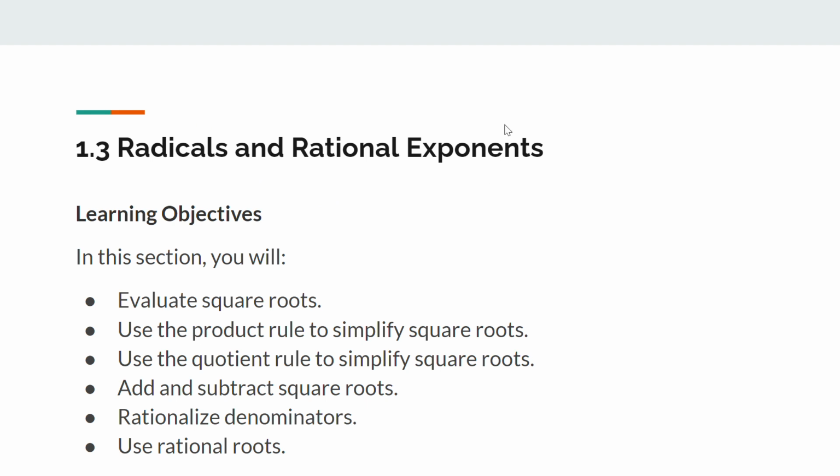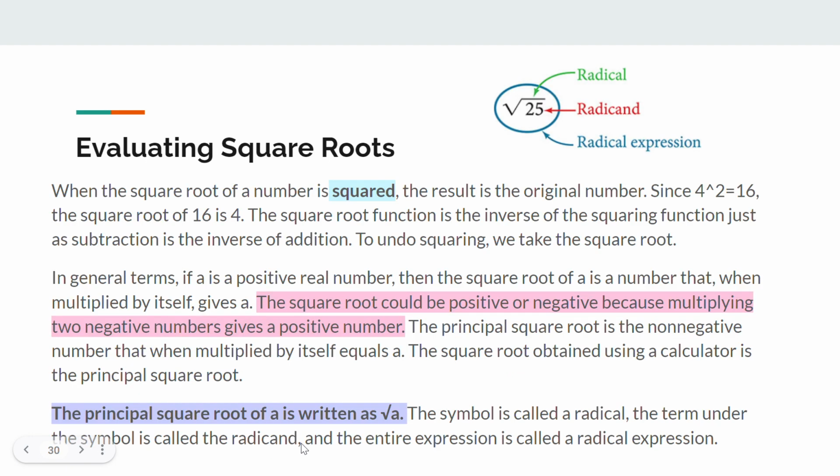Radicals and rational exponents. Here are the learning objectives. In this section, you will learn to evaluate square roots, use the product rule to simplify square roots, use the quotient rule to simplify square roots, add and subtract square roots, rationalize denominators, and also use rational roots. So the first topic, evaluating square roots.